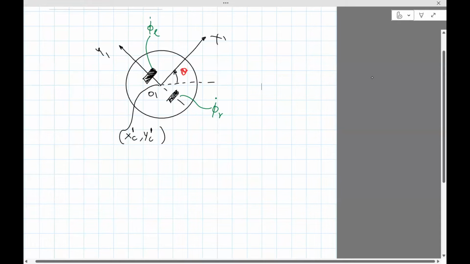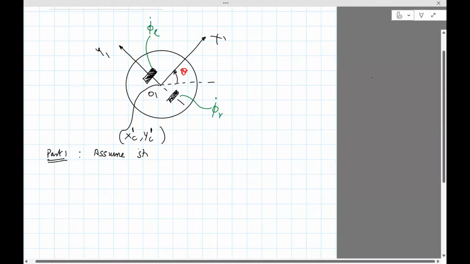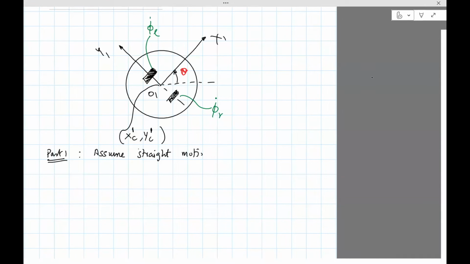Yes, there are two parts to it. First part is part 1. We're going to derive an expression assuming that it goes straight. If you spin both the motors at the same speed, the differential drive car will move straight. We'll derive an expression for the xc dot, yc dot, and then we'll derive another expression for the rate of turning.